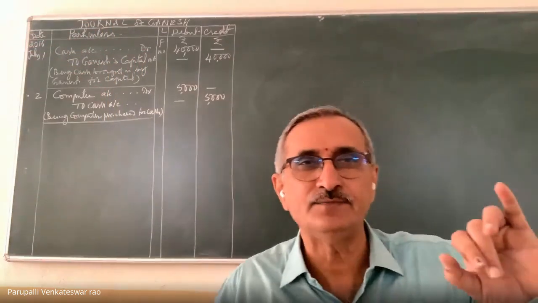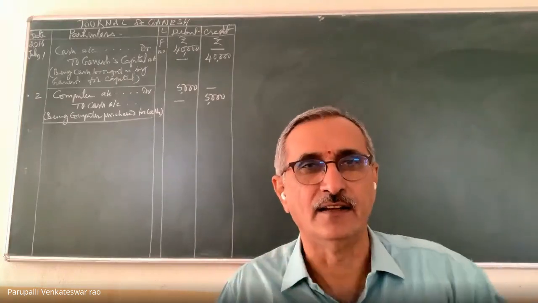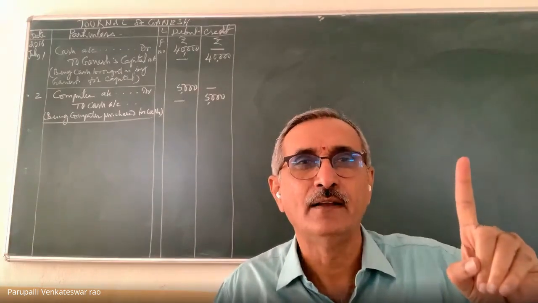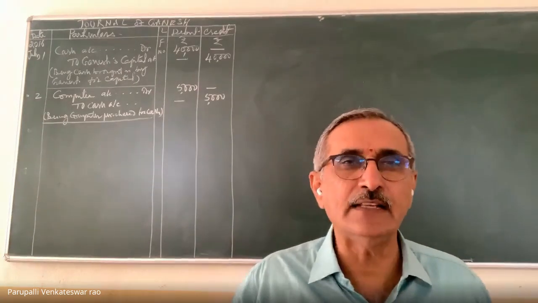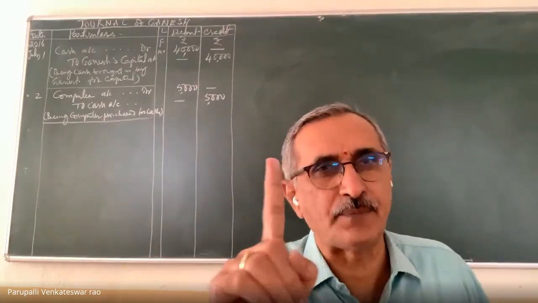Now stage 1 is over, transactions. Stage 2, entered in the journal. So after that you have to prepare ledger posting. Next one is ledger posting, which means you have to open a ledger, which is a separate book.